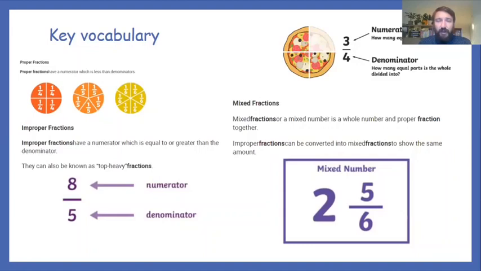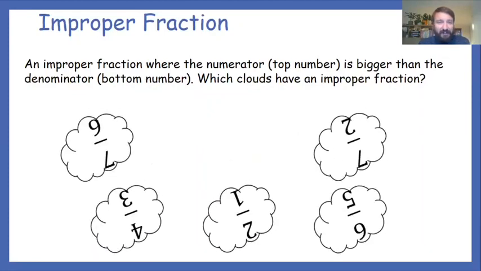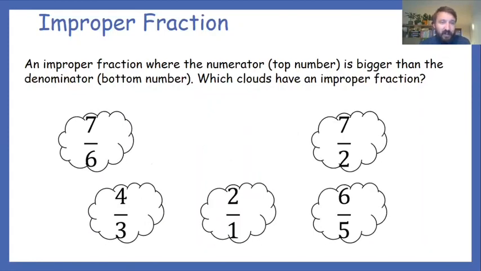Okay, so let's move on and have a look at what this looks like. 30 seconds. See if you can identify the improper fractions from these clouds here. I'll give you the amount of time it takes me to have a little drink. Okay, let's have a look. Let's press the button and see if you got them correct. Absolutely. 7/6, 4/3, 2/1, 7/2, 6/5, and we notice that all of these fractions have a higher numerator than denominator, making them improper fractions.